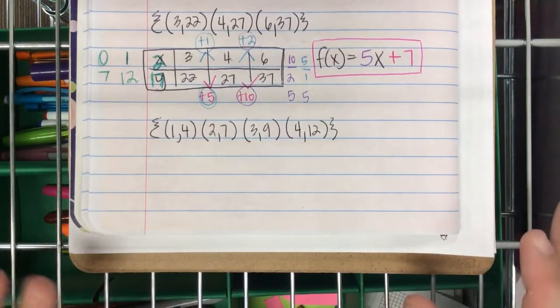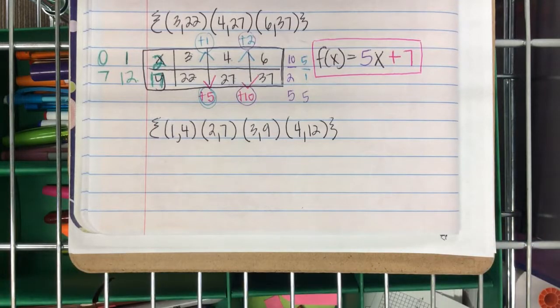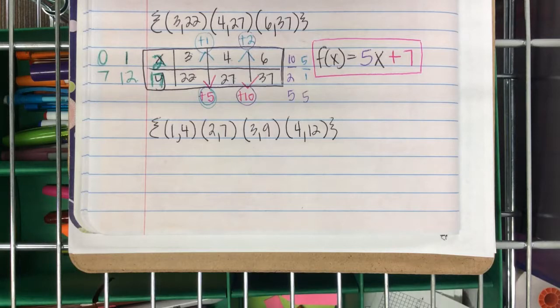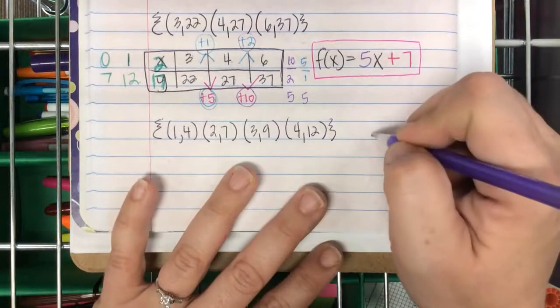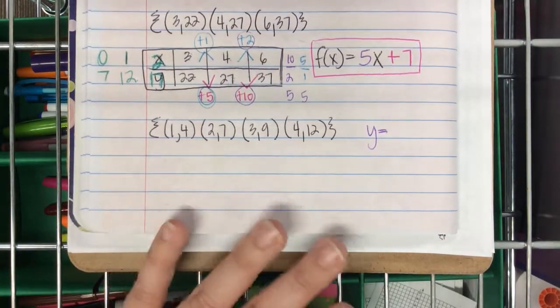I'm going to show you you don't have to make a table to do this. So here's our relation. 1, 4, 2, 7, 3, 9, 4, 12. You don't have to make a table. However, sometimes it really does help. So step 1, y equals, right? Or f of x equals, it doesn't matter.